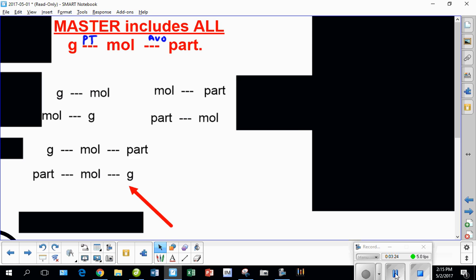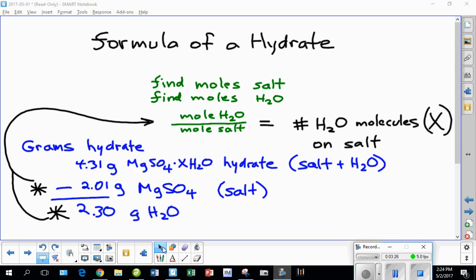So this is a quick once-over of what we did today, and we'll do some actual problems a little bit later. Okay, we're right during class now, and showing the formula of a hydrate screen. This screen does not give you the final calculation and how to do it. But you'll notice here 2 very important things.